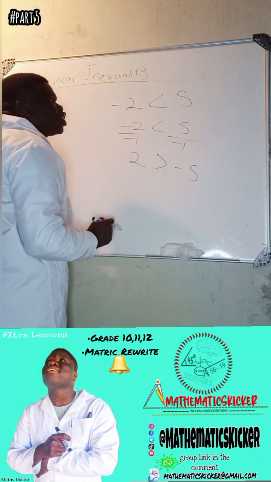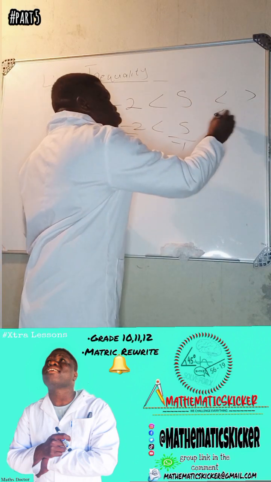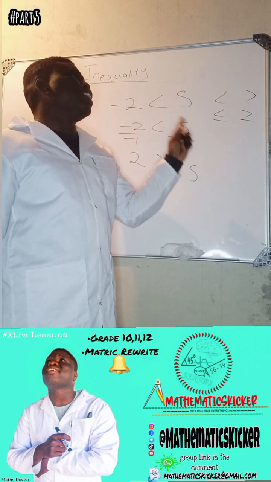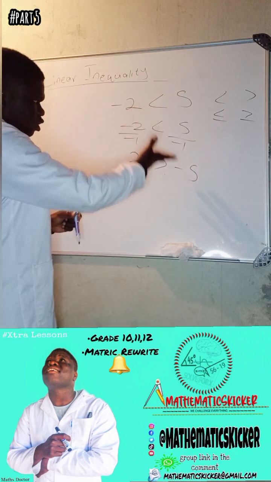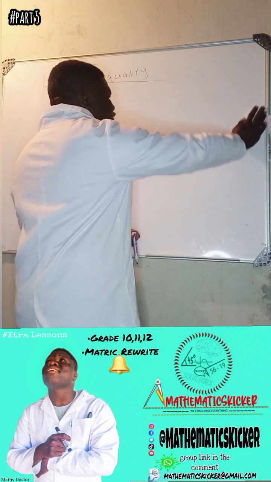If the sign was less than, it will become greater than. If it was less than or equal to, it will become greater than or equal to. If the sign was greater than, it will become less than. If it was greater than or equal to, it will become less than or equal to. Right? You must know this condition. Every time we divide by a negative, the sign does change.